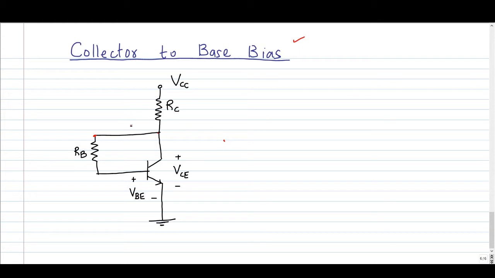So I have drawn the circuit diagram here. If you observe the diagram, you can see that it is very similar to the fixed bias circuit except for the connection of this resistance RB. Here, the resistance RB is directly connected to the collector terminal of the transistor. In fixed bias, we connected it directly to the battery VCC. Okay, so this is the difference.